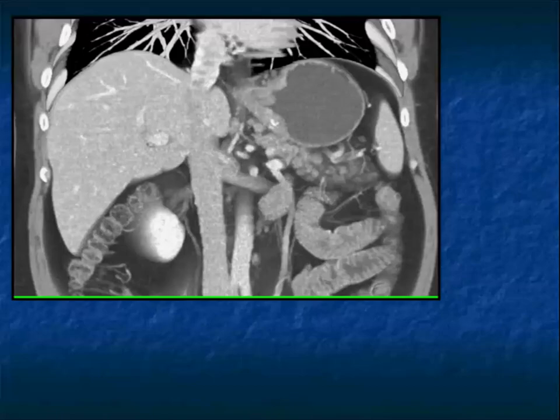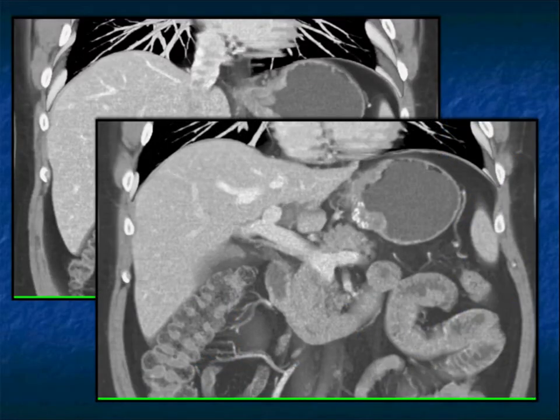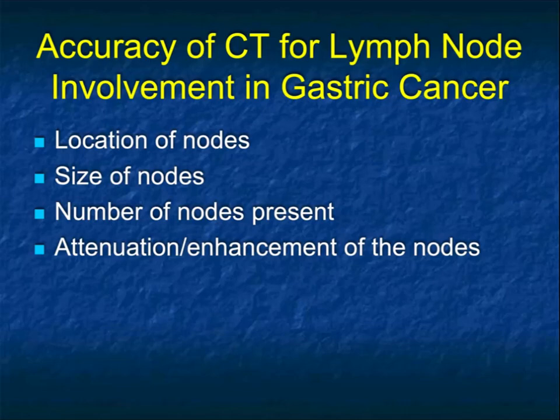When you look at the coronal views, particularly on 3D, it's really easy to recognize you're dealing with an infiltrating process. There's no mistake here. This is not going to be lack of distension.